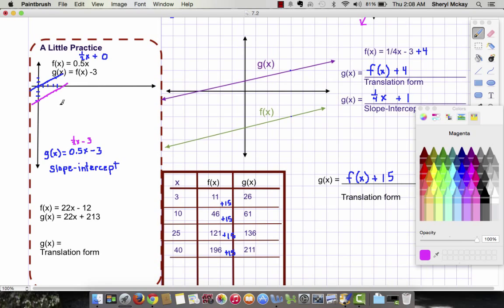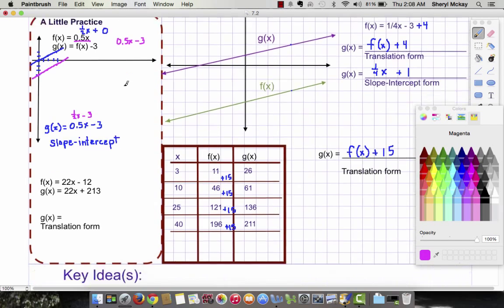So if you needed to graph it, that's okay, but I hope that you see that really all I had to do is take whatever f of x was, which was this right here, 0.5x, and subtract 3. And then I got g of x.